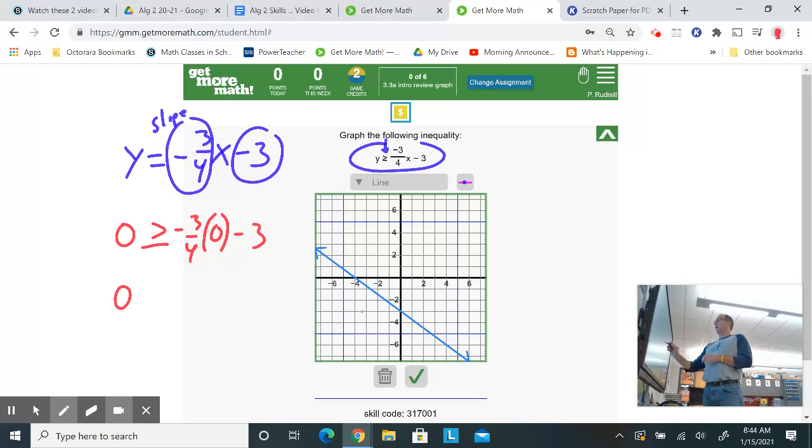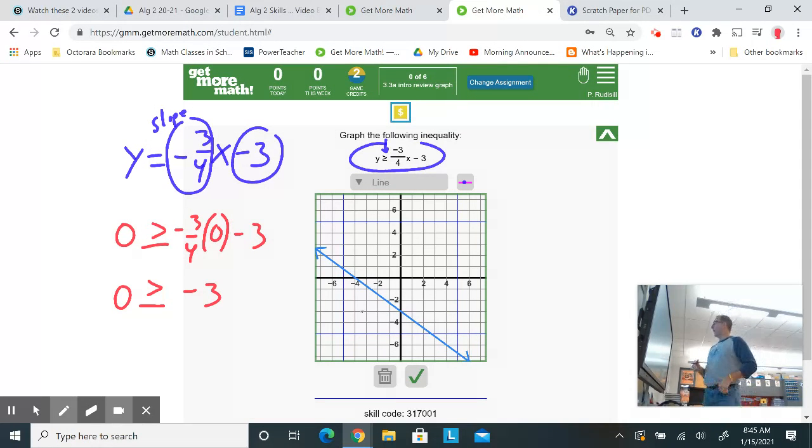We'll have 0 on this side. I have it greater than or equal to as the sign. -3/4 times 0 is 0, and 0 minus 3 is a -3. So I ask myself this question: is that a true statement? And the answer is yes. 0 is greater than a -3. So 0, 0 is an ordered pair that would be a solution.